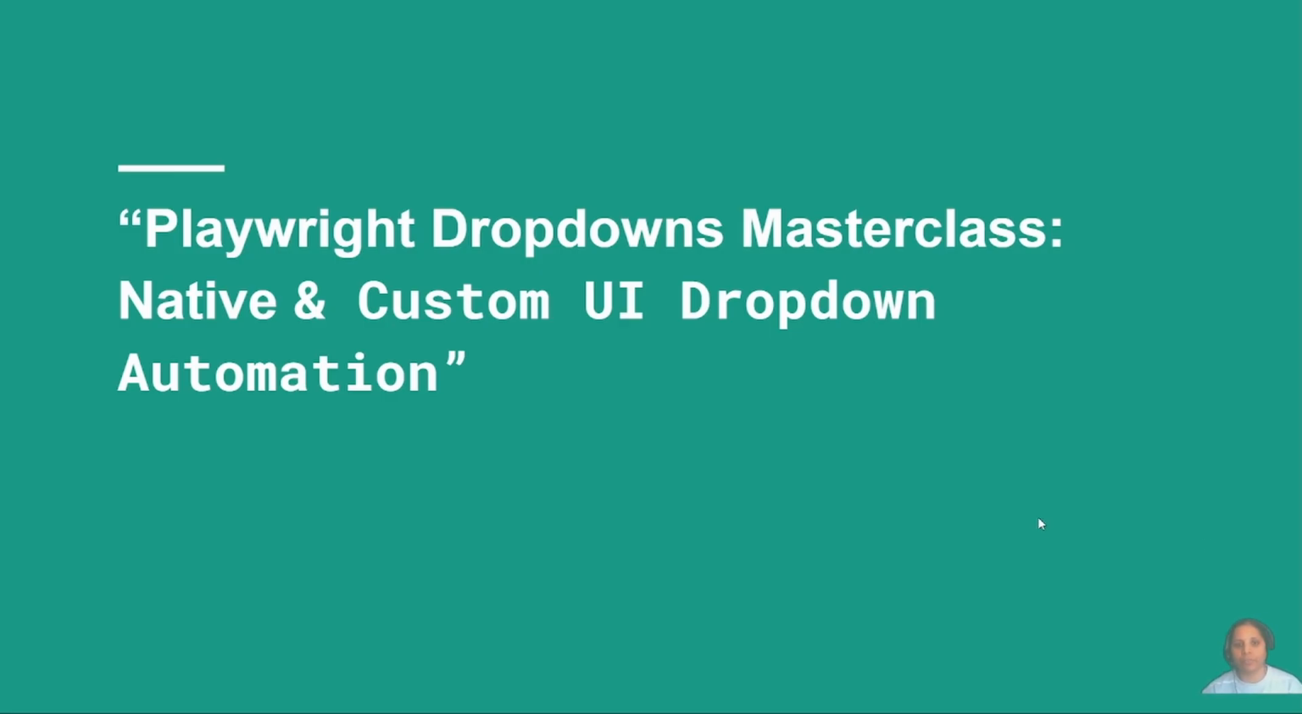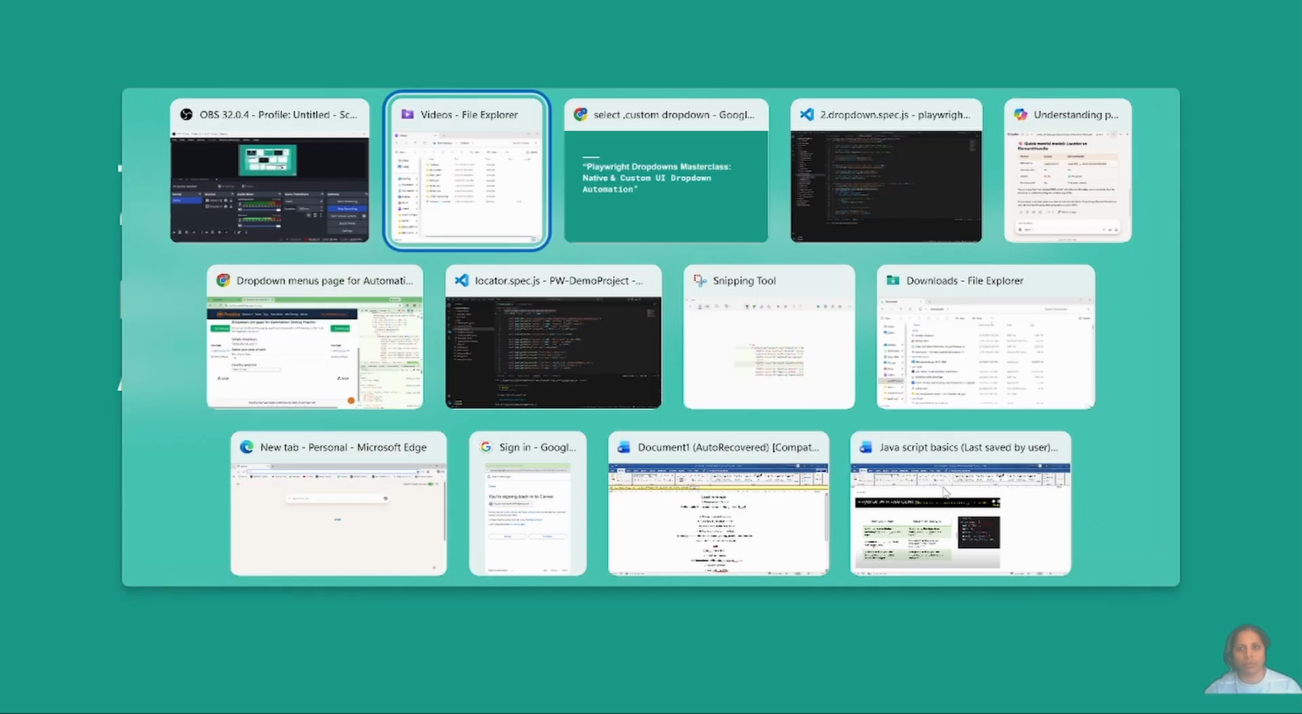In the last video, we discussed locators, how we can deal with the text box, label, link, and buttons, and how we can use get by role, get by placeholder, all these things. Today in this session, we are going to discuss the native dropdown and custom UI dropdown. We have to understand what is a native dropdown and what is a custom dropdown. I'll explain.